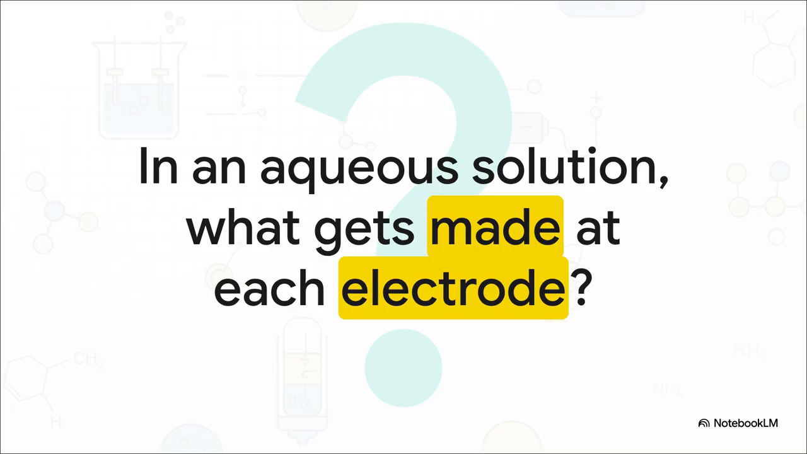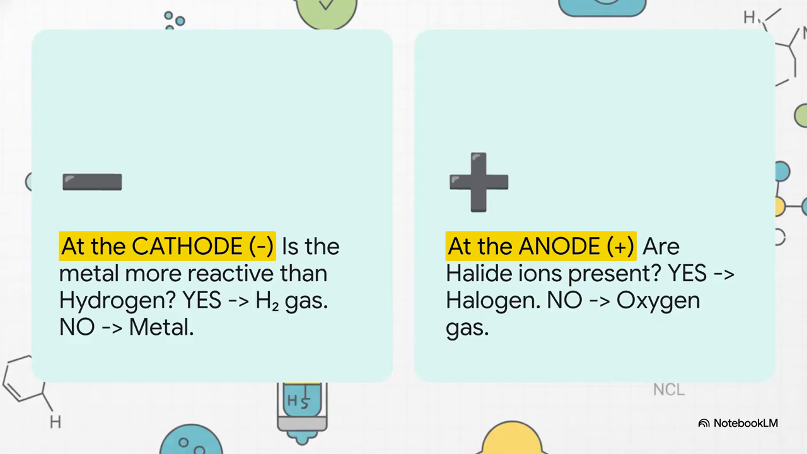But for this practical, we're using aqueous solutions. That means water's in the mix, and water also splits up into ions, H+ and OH-. This means you've got competition at the electrodes. So, who wins? We need rules. And luckily, they're pretty simple. At the negative cathode, it's a battle between the metal ion and the hydrogen ion. And the rule is, the least reactive one wins.